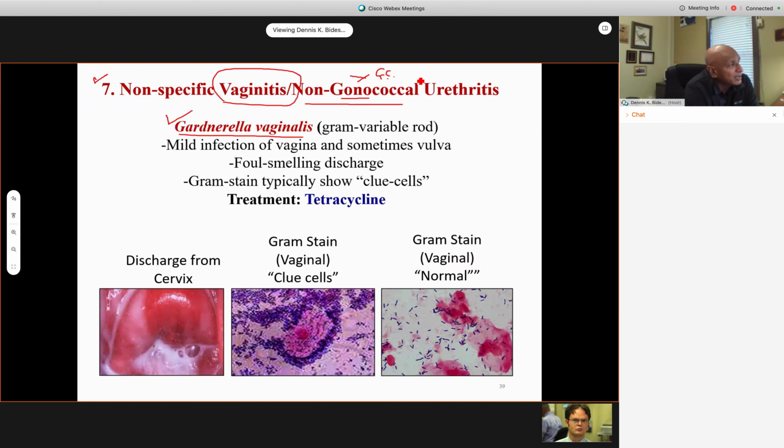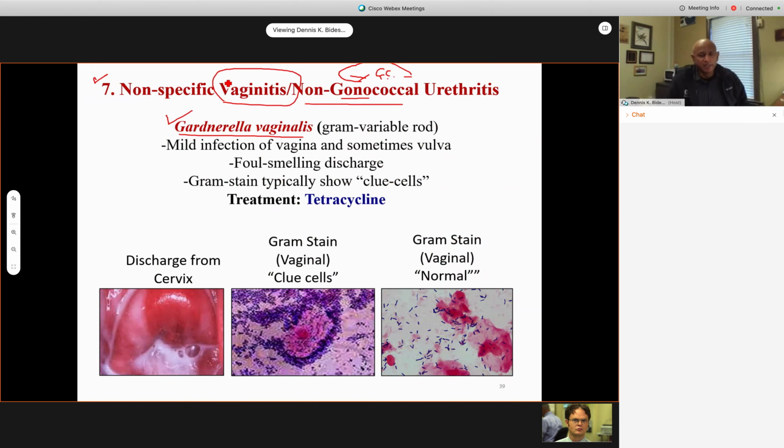So what organisms are we looking at? Neisseria gonorrhea. All right, so it's non-gonococcal urethritis or non-specific vaginitis. In other words, it's not caused by Neisseria gonorrhea. Now, this organism, Gardnerella vaginalis: post-puberty, most females, if not all, actually have this organism in the vaginal tract. So it can be, quote, normal flora in the vaginal canal.